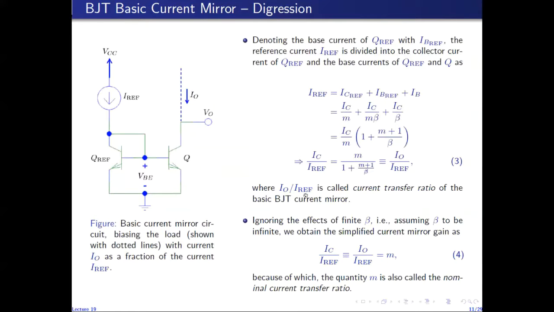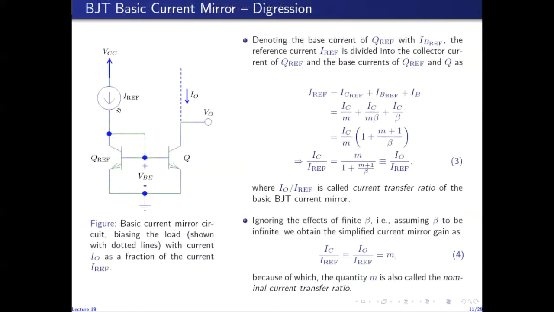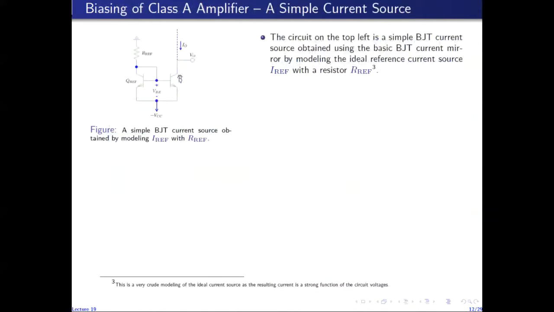So we can implement this current source through a resistor here, which is labeled as RF. Please note that this is not a very good implementation. There are other, more sophisticated implementations. This is a very crude modeling of the ideal current source, but it is simple to analyze, which is why we will proceed with this model. So this RF actually models the ideal current source.